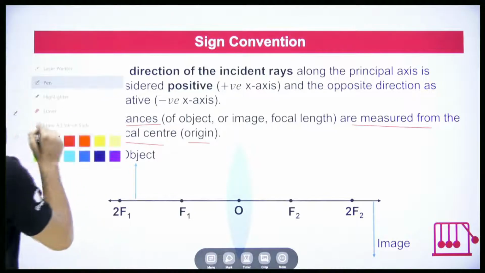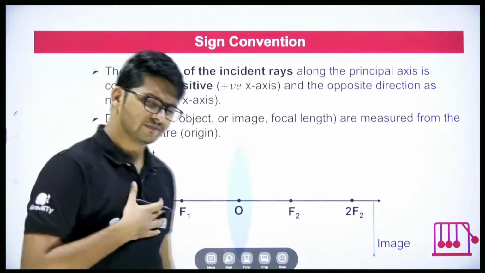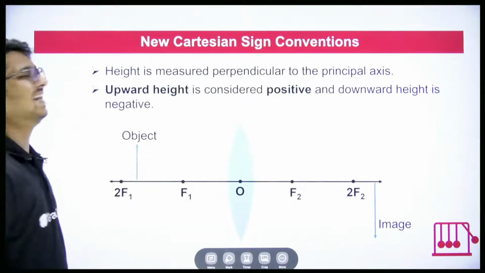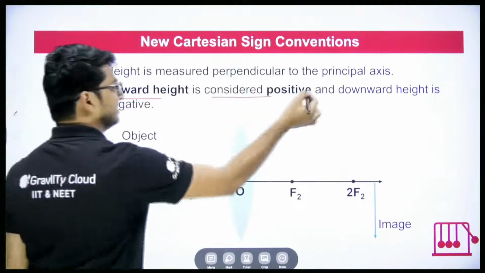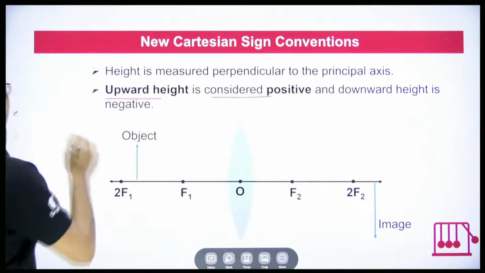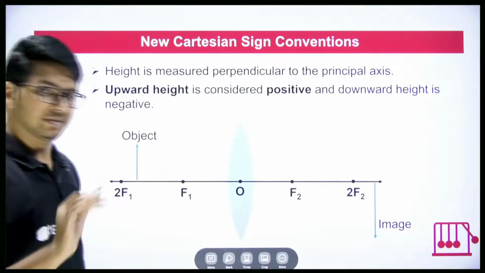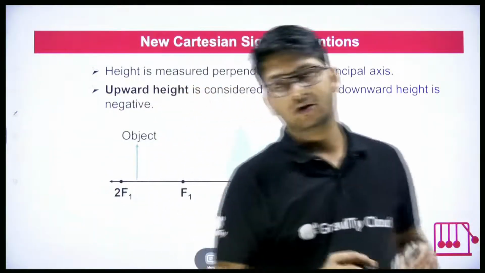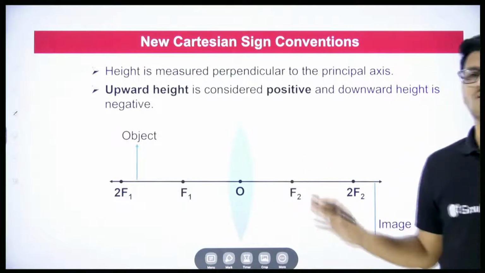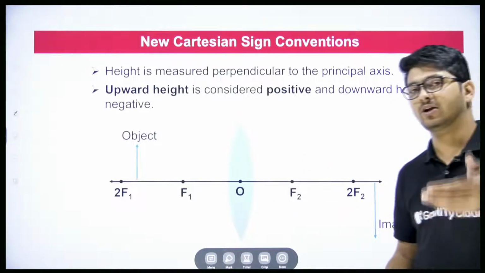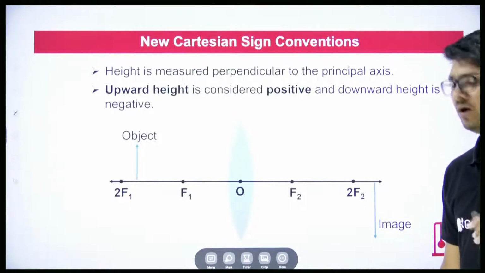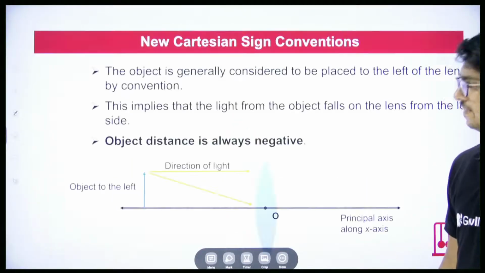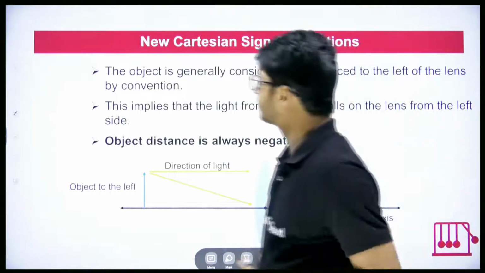Wonderful. Let's continue. Height is measured perpendicular to the principal axis. Upward height is considered positive and downward height is considered negative. A very simple statement. So until now all the points are similar to the spherical mirrors, so you can compare with them. Now there is one interesting thing.